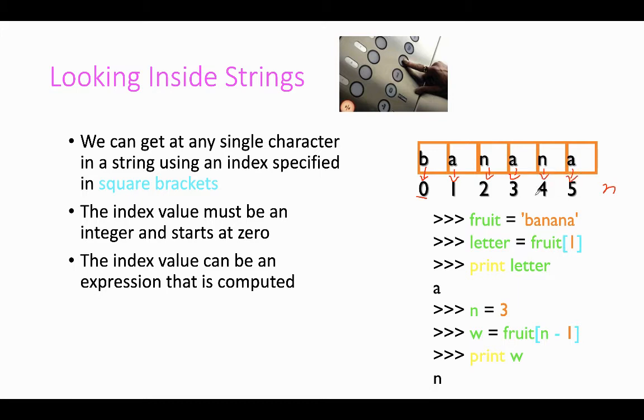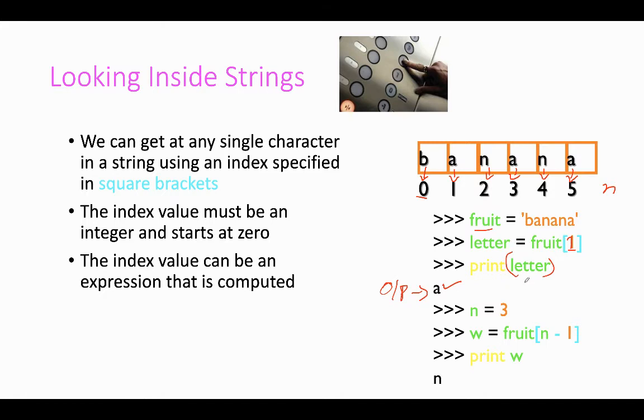So how do we look into the strings now? fruit equals banana. You declare your banana keyword to the fruit variable. letter equals fruit[i]. Sorry, here it is 1. Let me consider, here it is 1. letter equals fruit[1]. What is the fruit[1] value? A. So print letter. What output will you get? The output will be A.